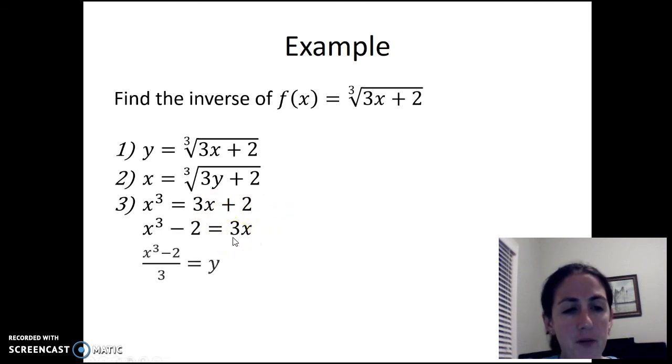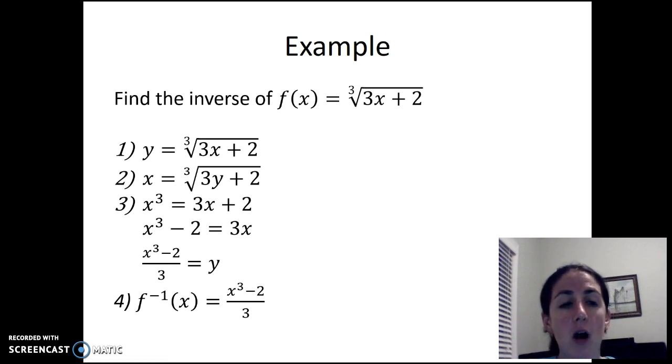Divide both sides by 3, and we're left with y equals x cubed minus 2 all over 3. If we did our algebra correctly, that is in fact our inverse, so call it your inverse. Now I'm going to leave it to you on your own to check that this is in fact the inverse of this original function. Compose these two functions together both ways and make sure that you get x.